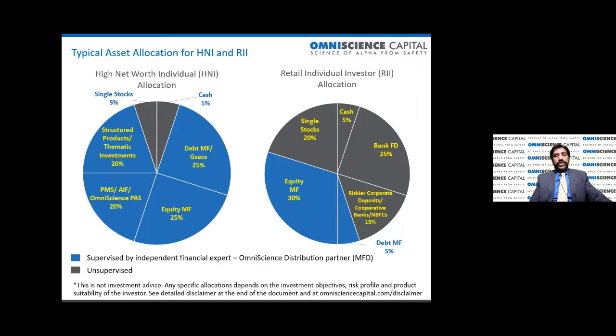Plus, they would have a trading portfolio where they would invest in single stocks they like, or they might trade on various things themselves. That would be not more than 5%. It could be zero as well for many of them, and a little bit of cash. On the other hand, the retail investor would have hardly 30-40% under equity and debt mutual funds, under a distributor or advisor, under an expert supervision.